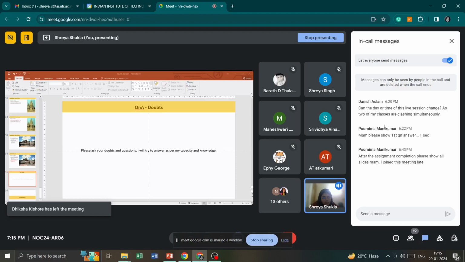Yeah, so I answered Danish that the session timing will not be able to change because we have been given these times for late evening specifically so that people can attend the classes. It's from 6 to 8, and I had to select a schedule that suited my schedule, and I'm already taking 2 NPTEL courses, so I will not be able to adjust it. Sorry, Danish.